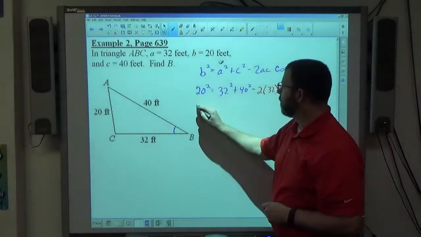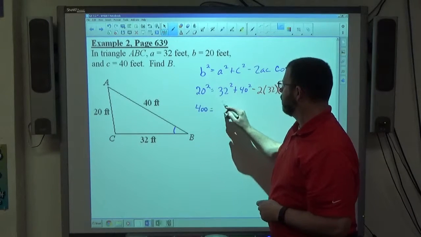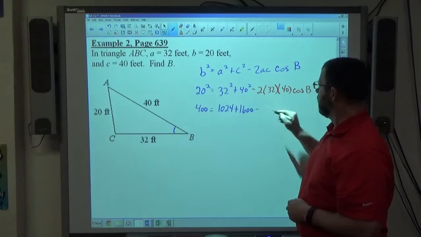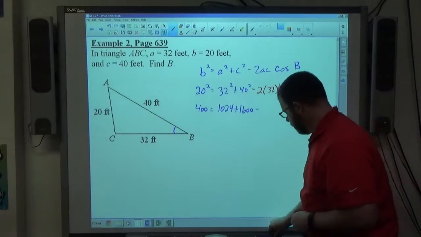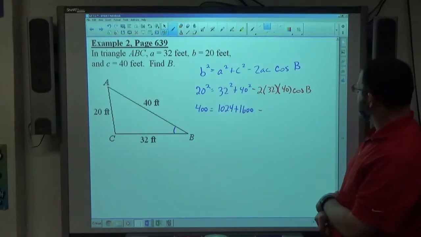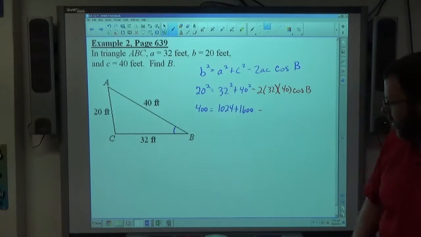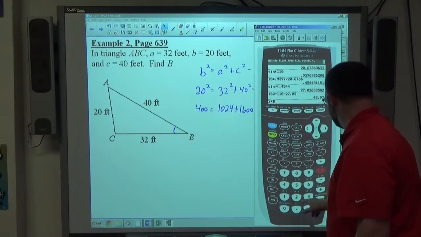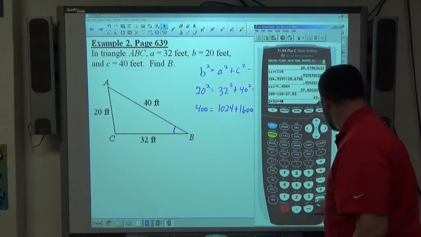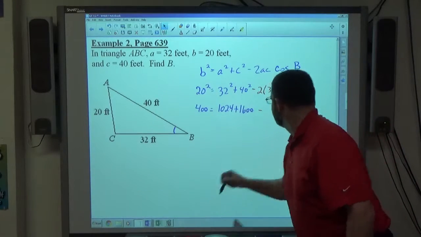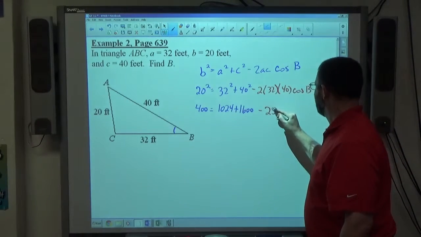So 20 squared is 400. 32 squared is 1024. 40 squared is 1600. And then whatever this comes out to. I should make it red since I'm staying color coordinated here. Let's see, I'll use a calculator. So 2 times 32 times 40 is 2,560. Almost got it in my head before.